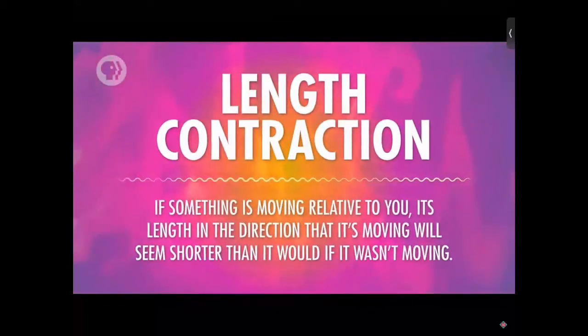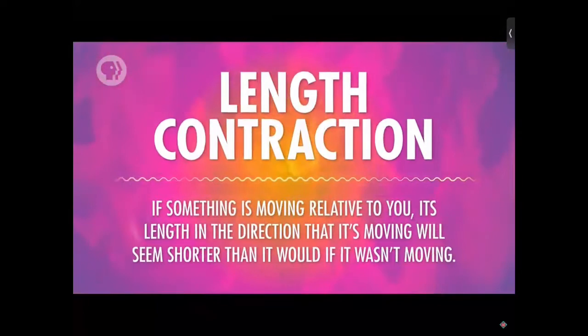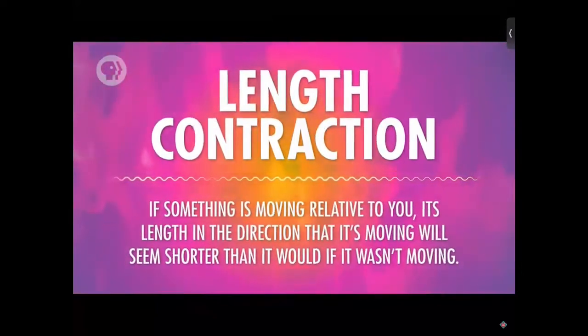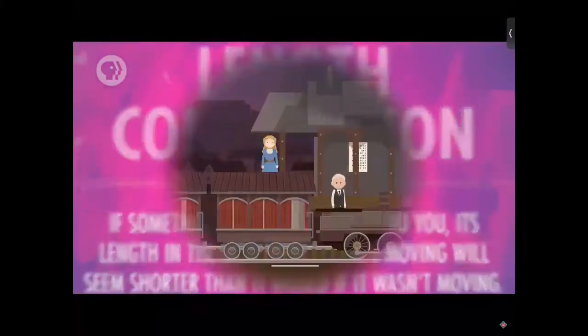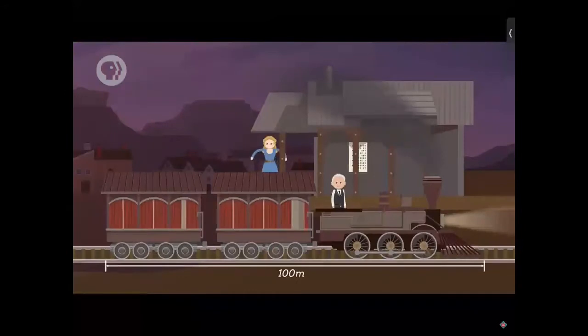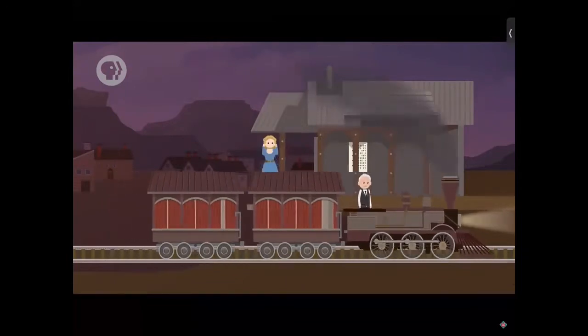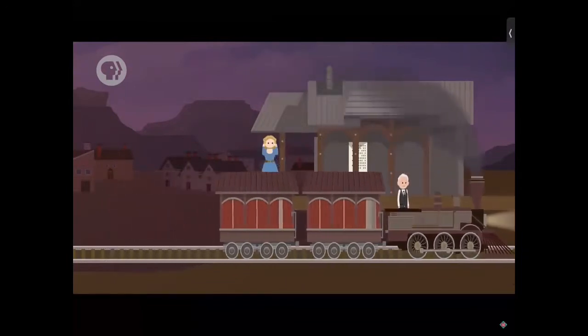As if time slowing down wasn't weird enough, there's also length contraction. Length contraction means that if something is moving relative to you, its length in the direction that it's moving will seem shorter than it would if it wasn't moving. So you might have measured the train to be 100 meters long before it left the station. If Bob measures the train from where he's standing, it would be 100 meters long. But from your perspective on the platform as it moves past you, the train will be shorter.